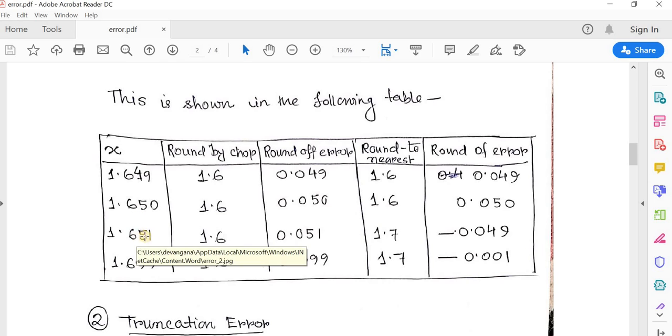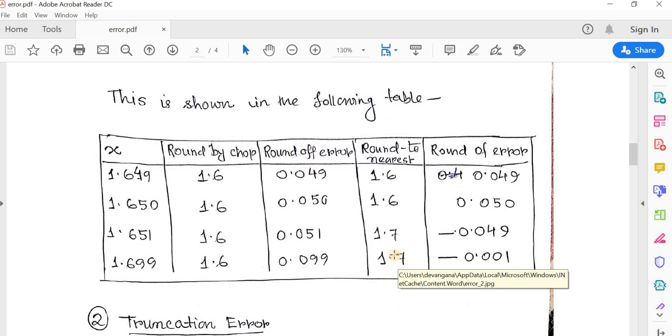Then we can write it as 1.7. So if the value is greater than 5, then we can write it as 7. Similarly, 1.699 can be written as 1.7. So what will be the round off error in case of this?